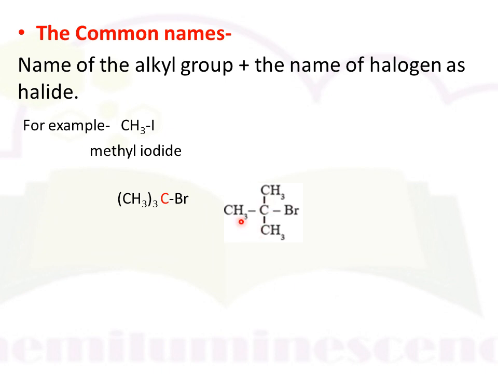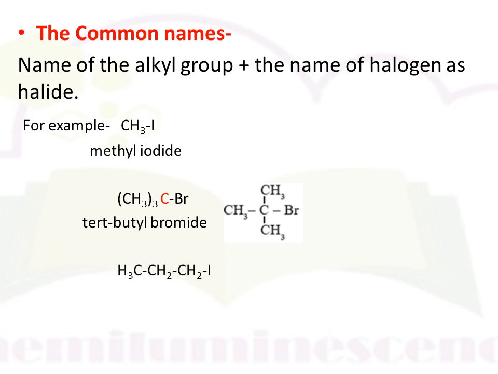To name this alkyl part, first count how many carbons there are. There are 4 carbons. That's why this part is named tertiary butyl. So first we write tertiary butyl, followed by the name of the halogen. Here the halogen is bromine and we write it as bromide. That's why the name of this compound is tertiary butyl bromide.